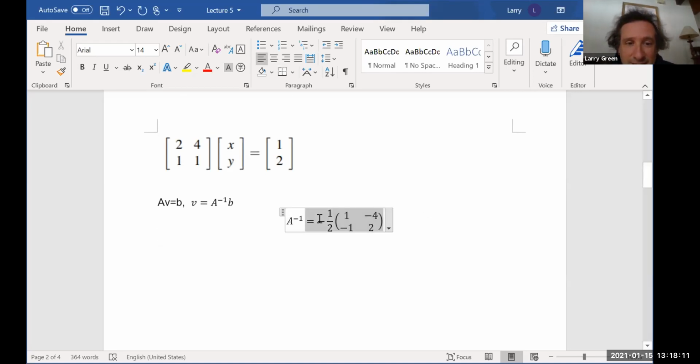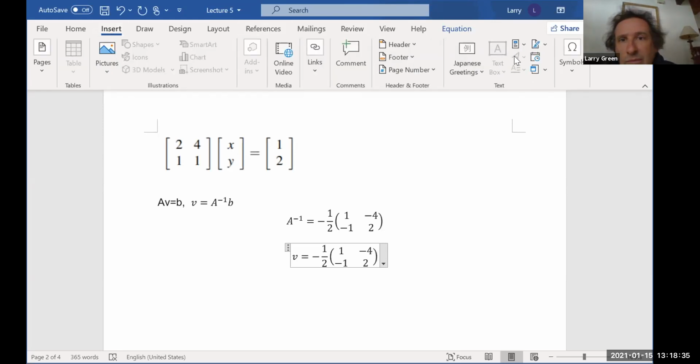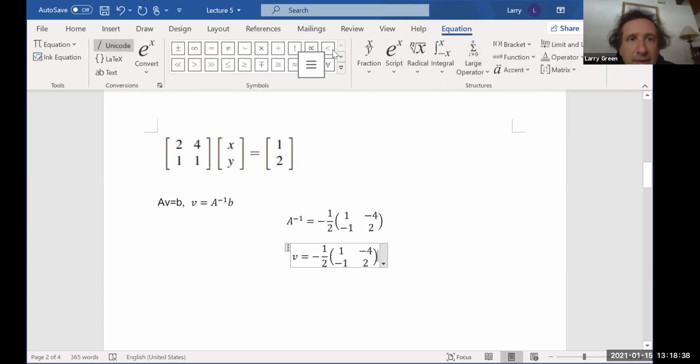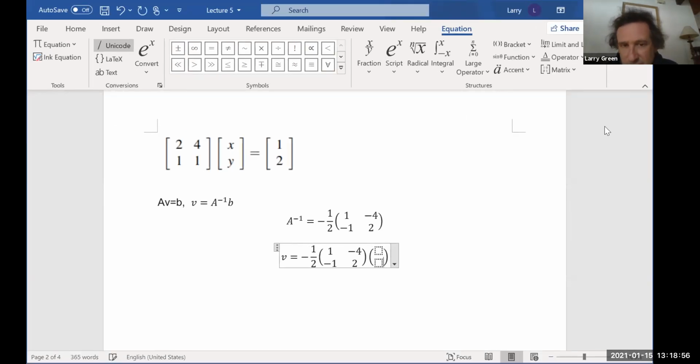So then what I do is I take this A inverse, and I can say V is equal to A inverse times the vector 1, 2. Any questions so far?